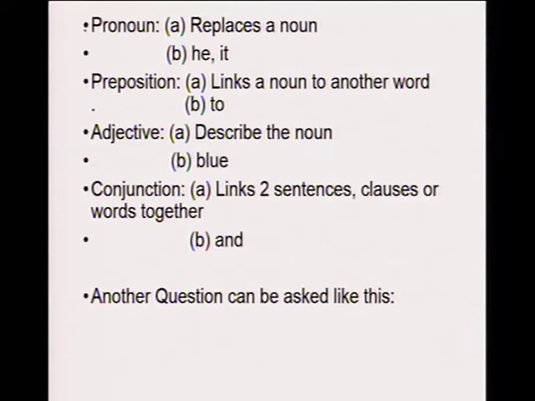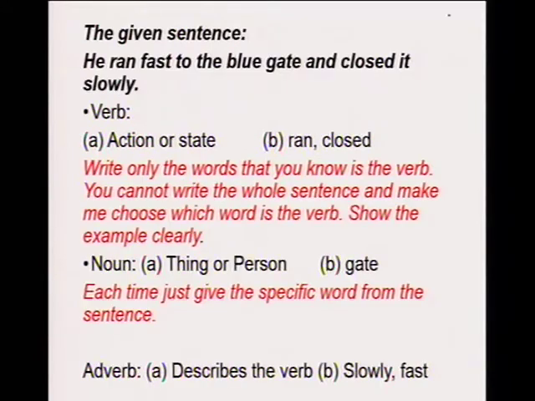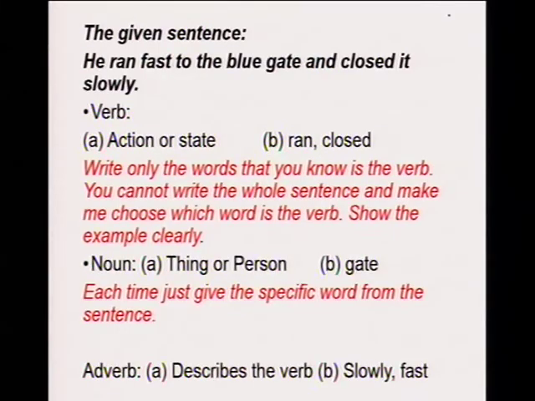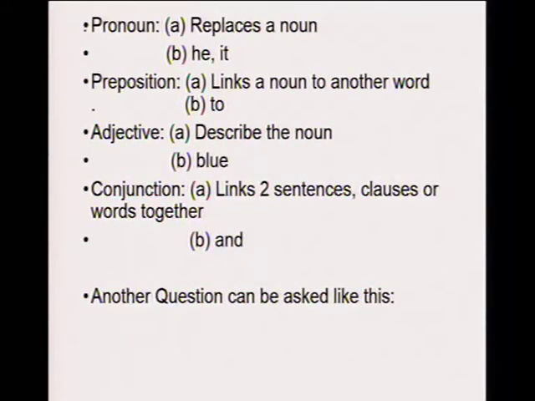A pronoun replaces a noun. It means instead of saying the boy, you say he or it. Let's look at the sentence again. He ran fast and closed it. The 2 pronouns. A preposition. The work of a preposition is to link a noun to another word. In the sentence, he ran fast to the blue gate. What is the noun? The blue gate. And he ran to the gate. So the preposition is to.